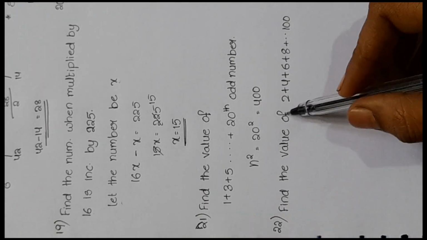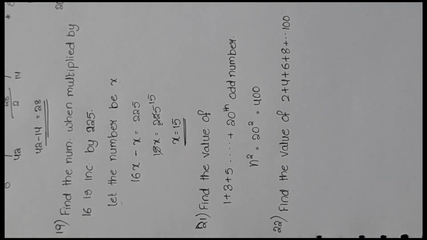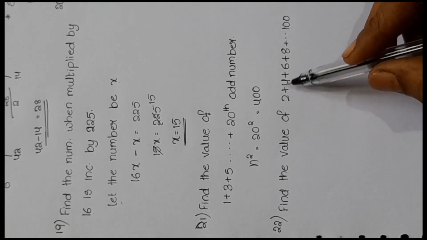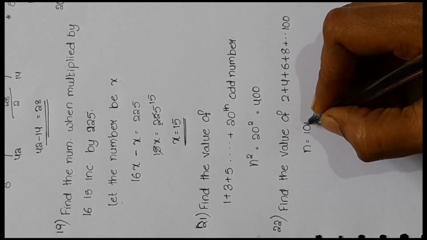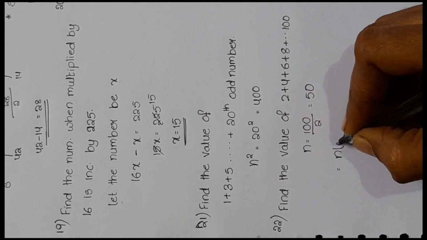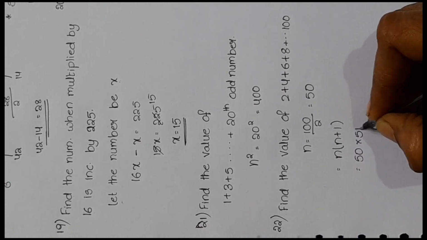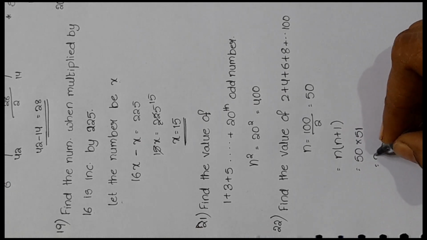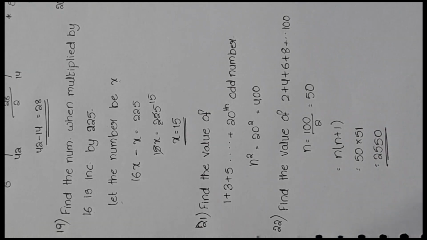Next question. Find the value of 2 plus 4 plus 6 plus 8 and so on till 100. Here n value is not directly given. In the question only the sum of the even numbers is asked till 100. So n is equal to 100 by 2, which is equal to 50. From the formula the sum is n into n plus 1. So 50 into 51, we get the value as 2550, which is the sum of all the even numbers till 100.